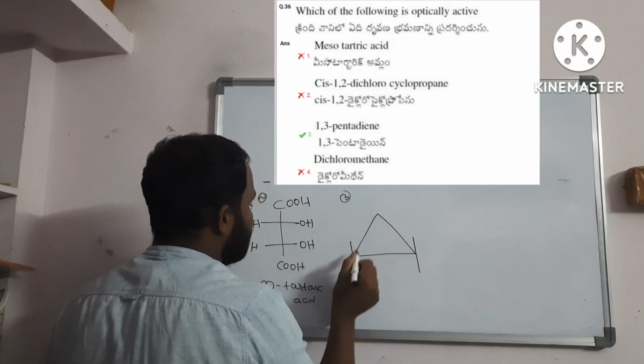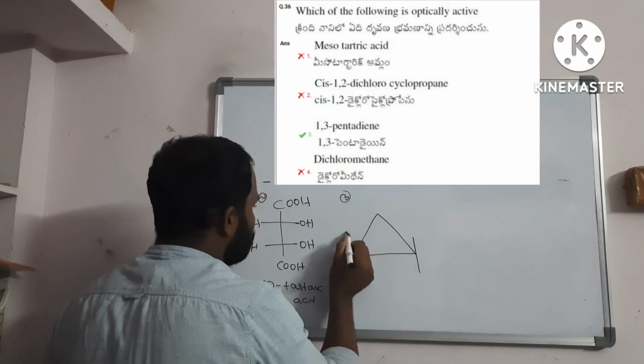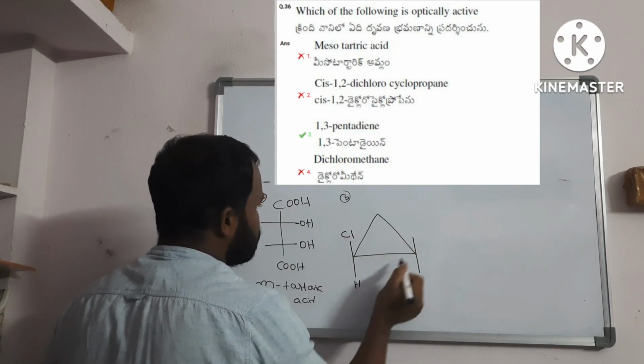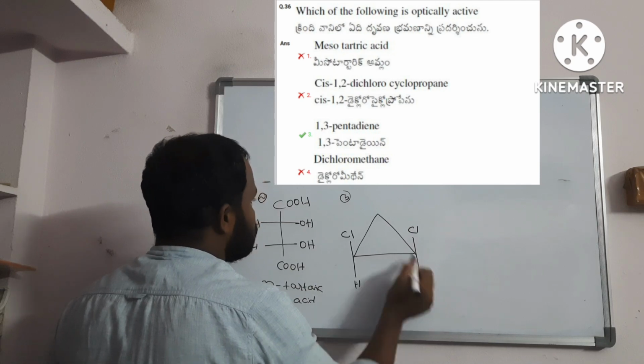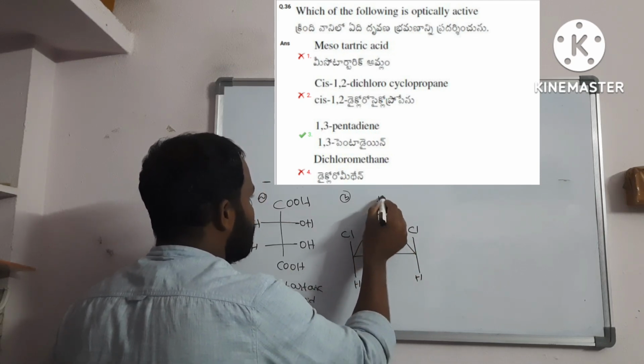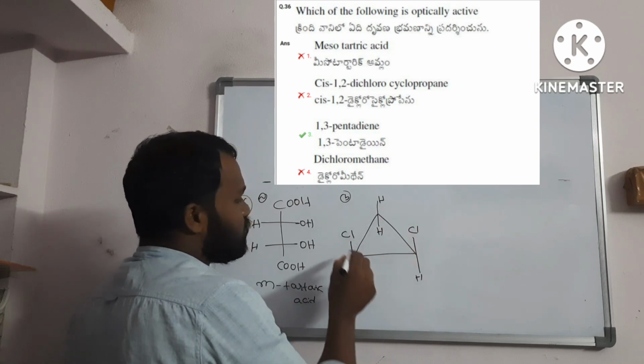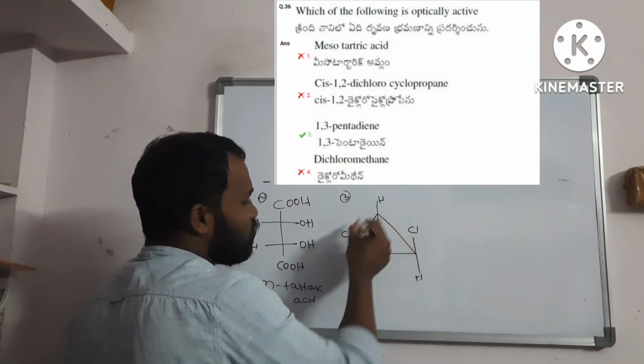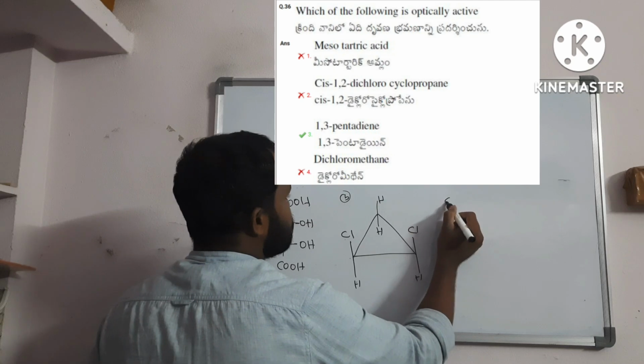1,2-dichloro. If I take 1, 2, 3, so 1,2-dichloro, this is a chlorine, hydrogen. This is a chlorine, hydrogen. The remaining positions are hydrogens only, so no need to write them, but you can if you want to. So this is chlorine. 1,2-dichlorocyclopropane. So what is the third option?